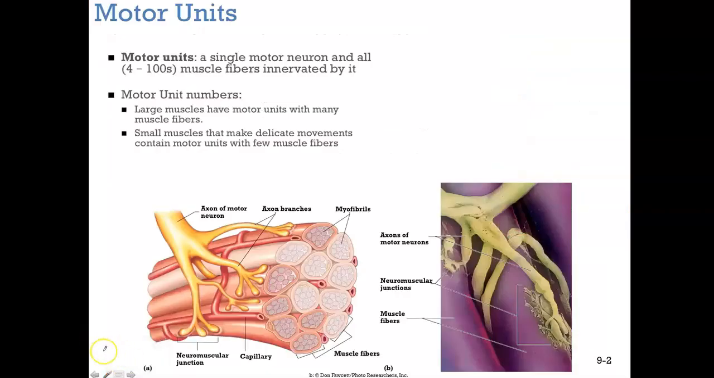So our motor unit has to do with a motor neuron, coming off of your brain, extending down the spinal cord and going to your muscle. And then that motor neuron is making a connection to muscle fibers, and this can range between 4 or hundreds of muscle fibers, depending on what the muscle is, what it's supposed to be doing.